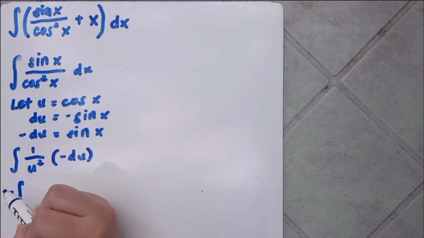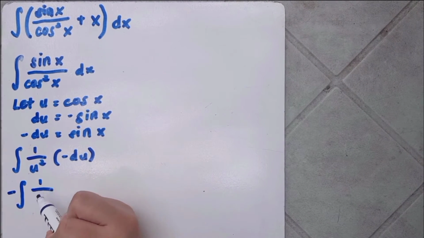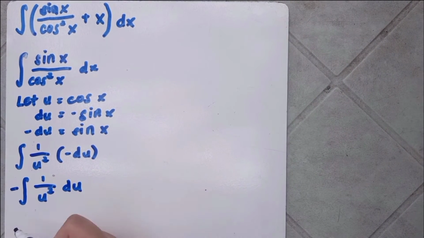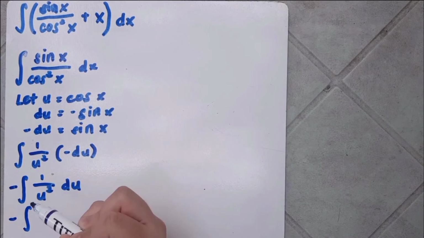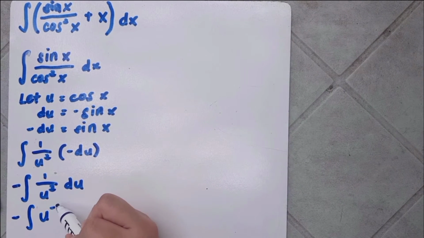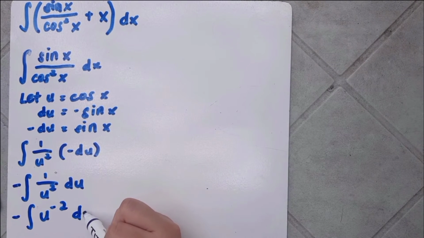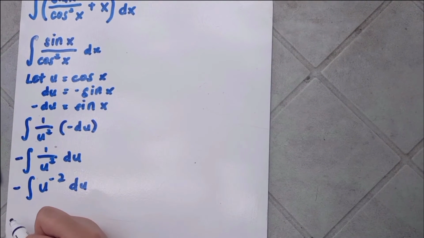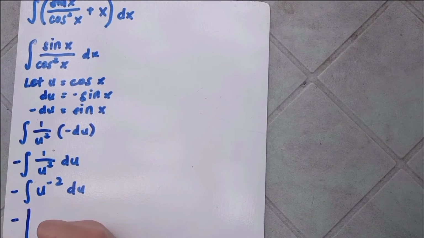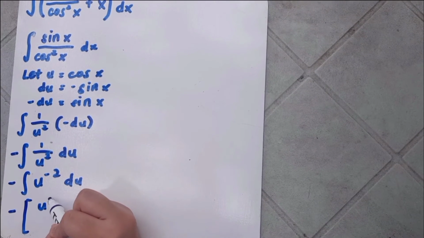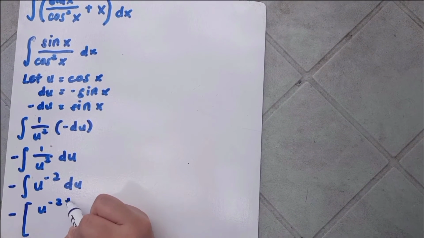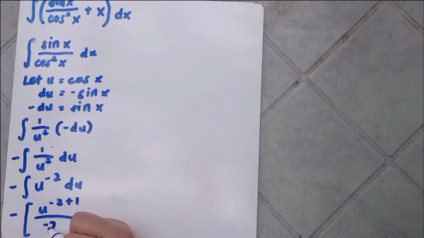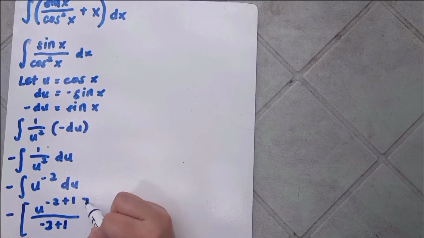We bring out the negative sign from the integral, which will now become 1 over u squared du. We will change the fraction into indices form, which will now become negative integral of u to the negative 2 du. The next thing to do is to apply the power rule, which will now become negative u to the negative 2 plus 1 over negative 2 plus 1, plus c.